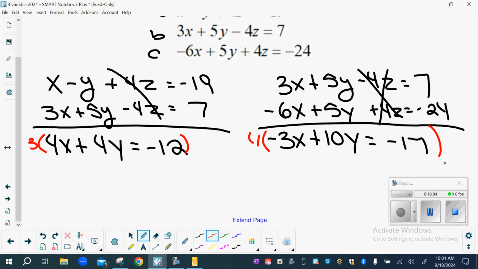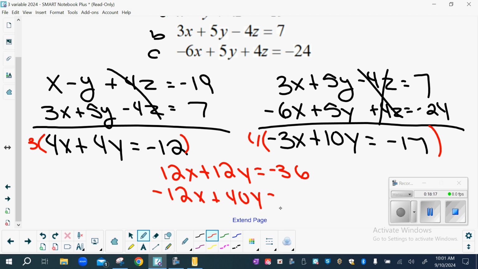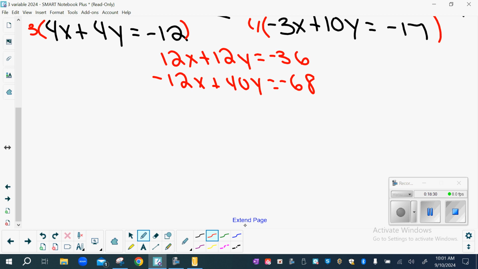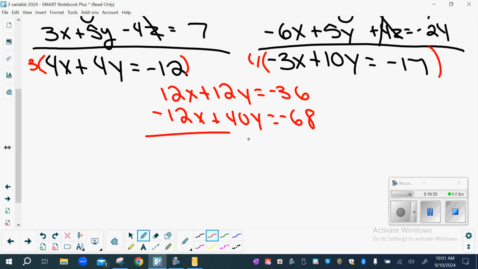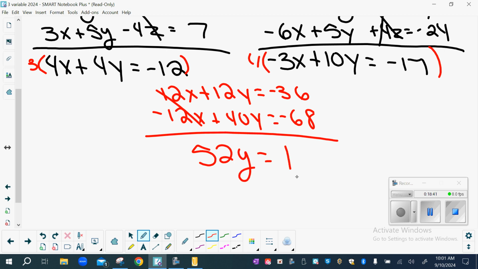I'm going to make it 12x plus 12y equals negative 36, and negative 12x plus 40y equals 17 times 4, 80, is it 58? 68. I knew that. I was testing you. Phew. Thank God you passed. I like the fact that y'all yell at me when I get it wrong. I'm going to get 52y equals 104.